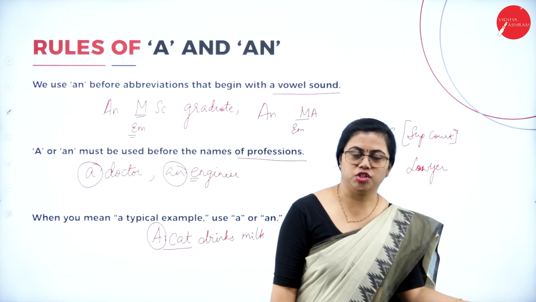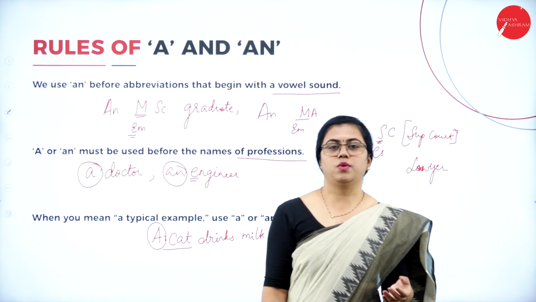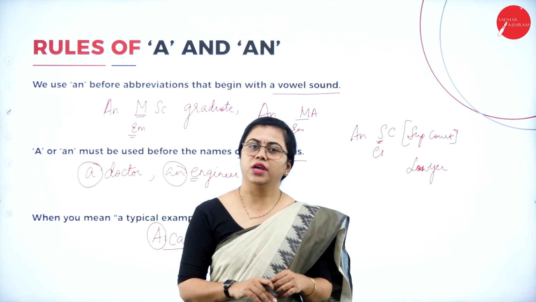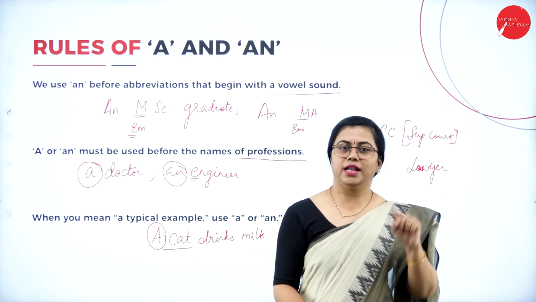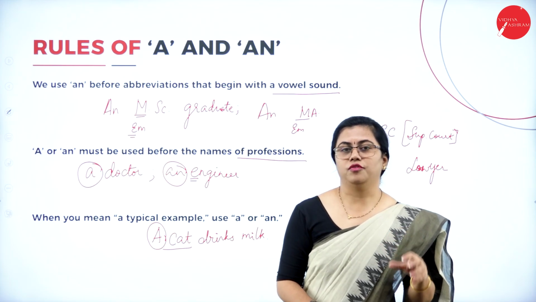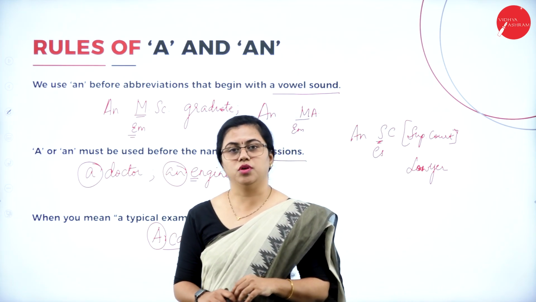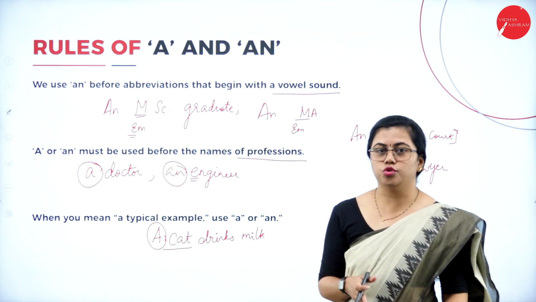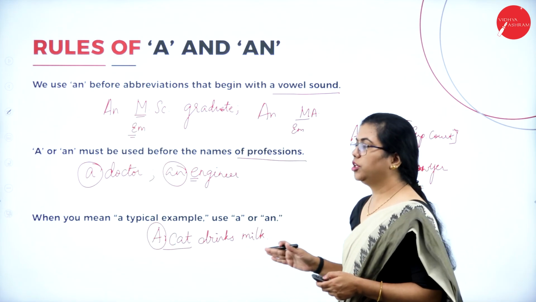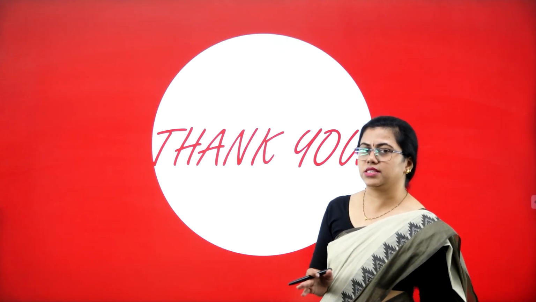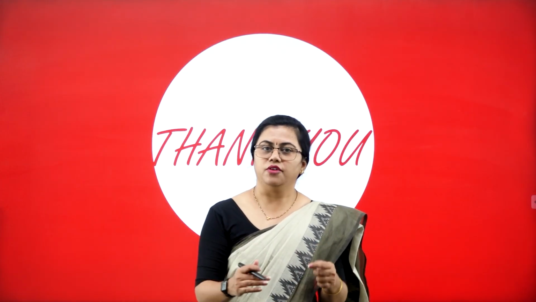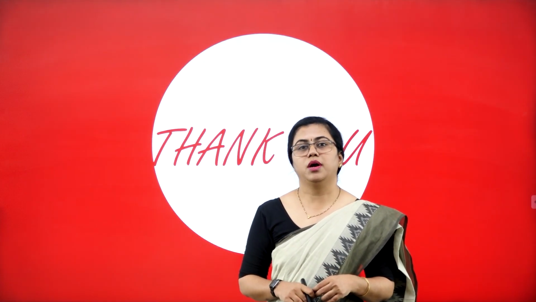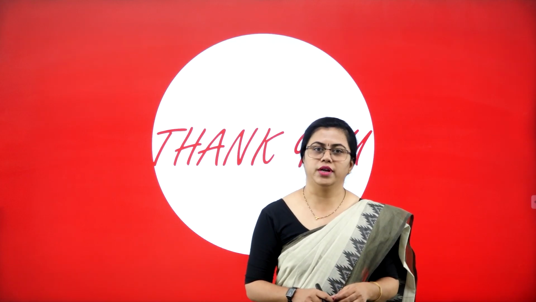A cat drinks milk. A doctor treats patients. A nurse helps the doctor. So this way, whenever you're making a general statement, you have to make use of a or an. Again here, it depends on the pronunciation of the first letter of the next word which it follows. These were the rules which you have to follow in order to use indefinite articles. Definite articles we'll learn in the next session. That is, the next session will be about the usage rules of definite articles.